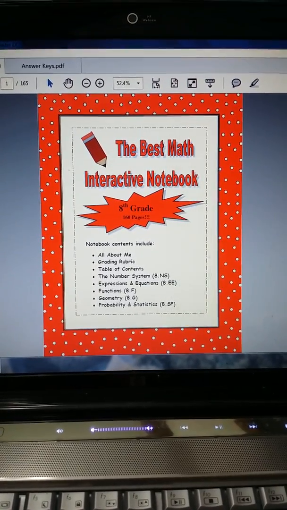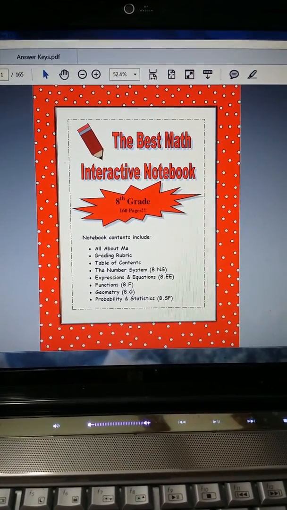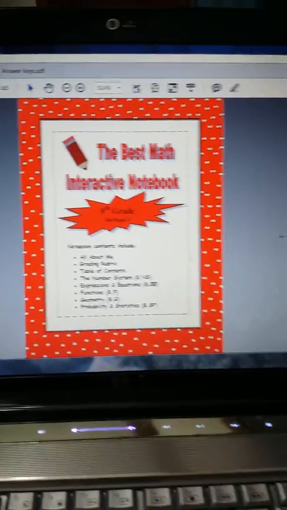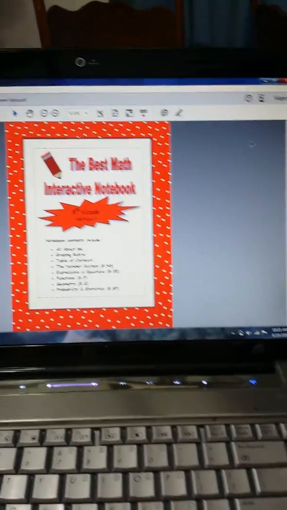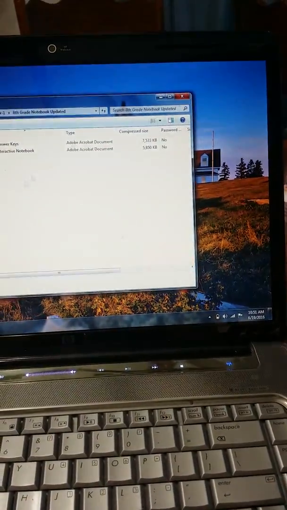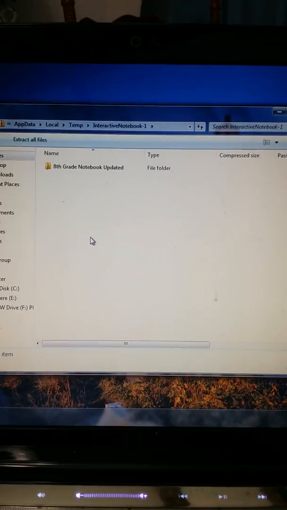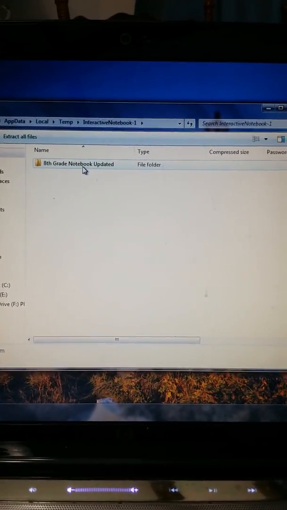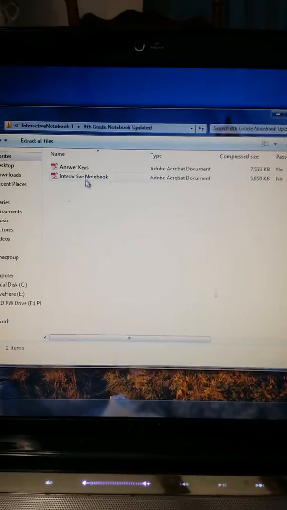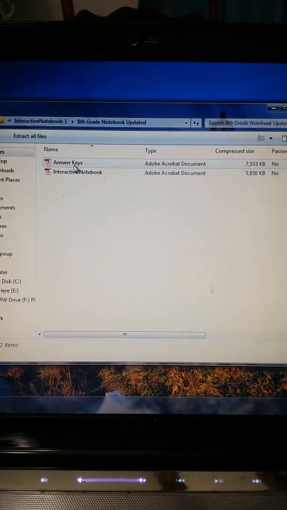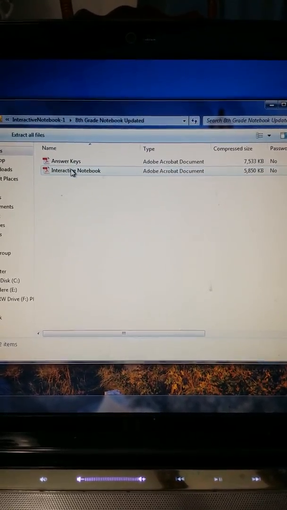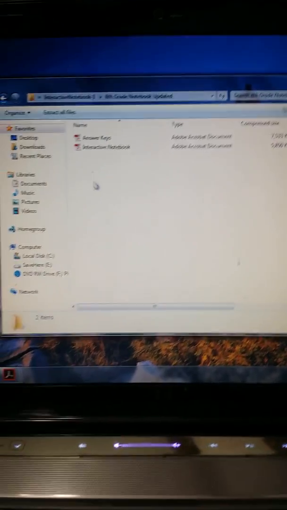Hi, so I wanted to show you my 8th grade math interactive notebook. When you purchase my interactive notebook, you will actually have a pop-up that looks like this. It is a zip file, and it'll say 8th grade notebook updated. When you click it, there will be two PDF files. The first one is the answer keys, and the second one is the actual notebook.